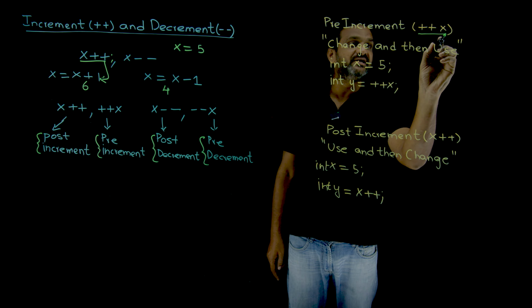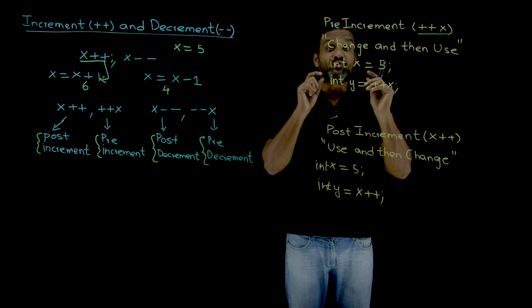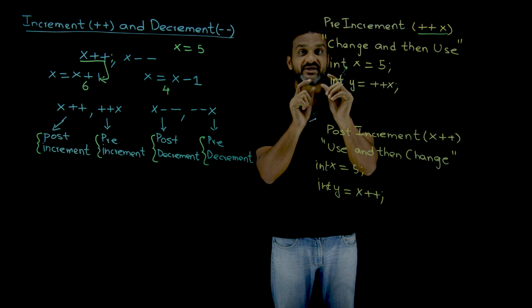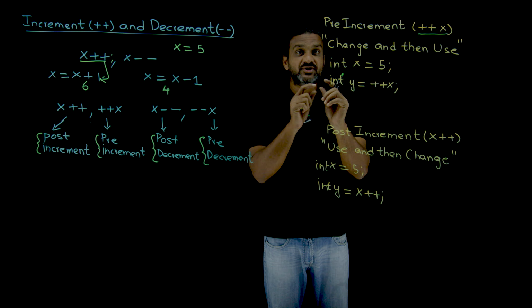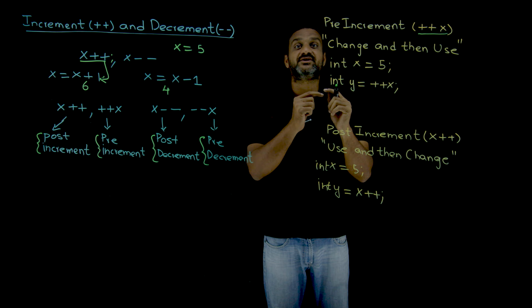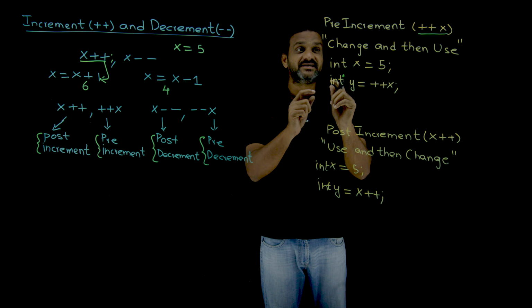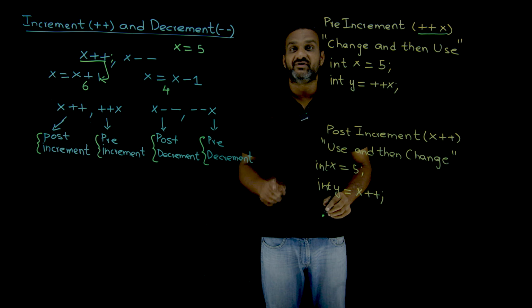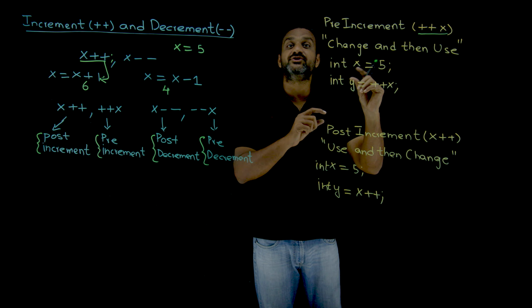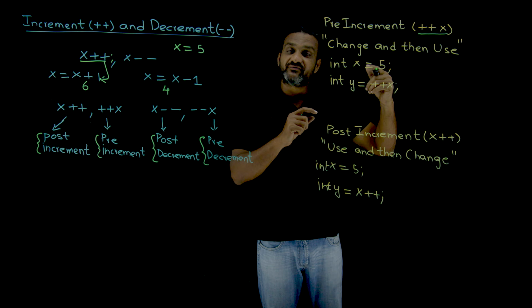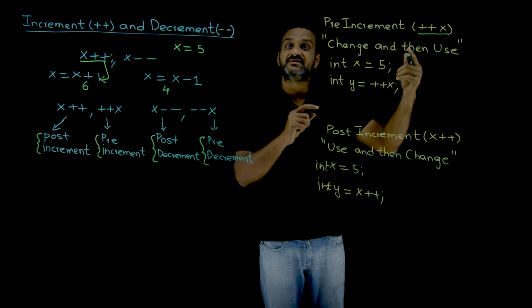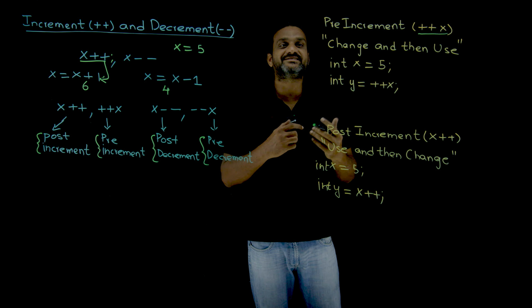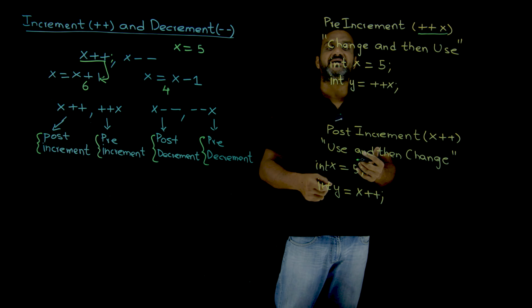So let's see this. The example that I have taken is what we call a pre-increment. Now what does pre-increment mean? Whenever a pre-increment operator is used, what is the logic behind that operation? That is change and then use. Once again, change and then use. It means the value of the variable will get changed first and the changed value will be used. Okay, let's try to understand this concept by using an example.